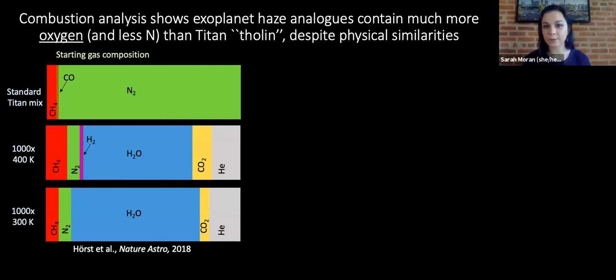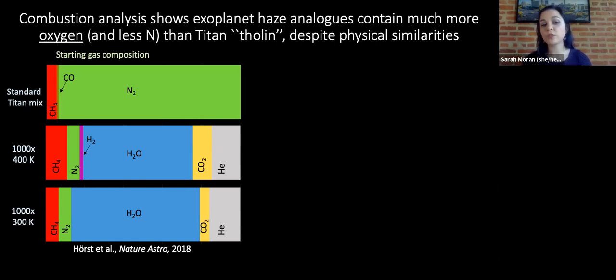And so the first step to doing that was we collected the solids and then performed combustion analysis on them just to get at their bulk composition. So this is just looking again at the gas phase composition, just slightly blown out so you can see what you're looking at. So again, we have sort of standard Titan on the top, which is mostly nitrogen, some methane, and a tiny bit of carbon monoxide.